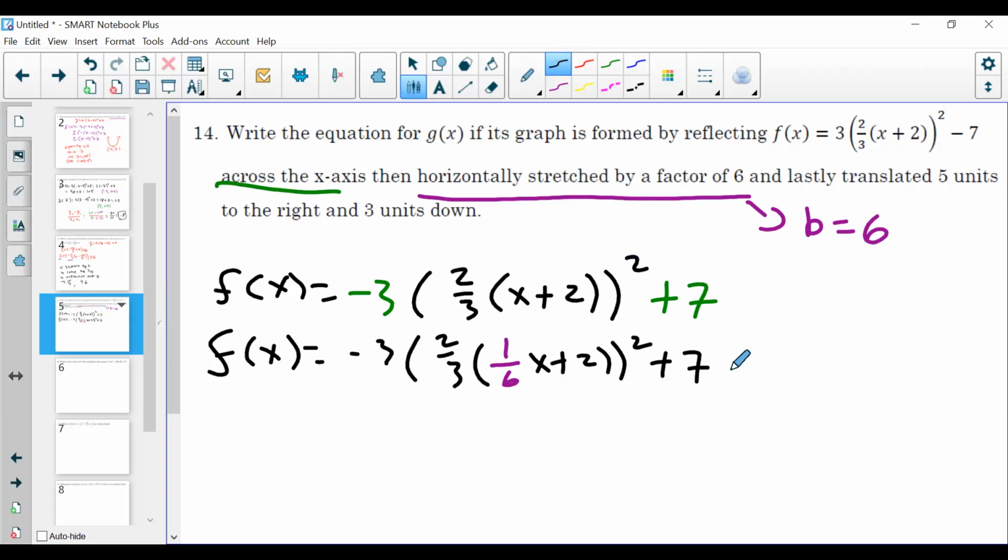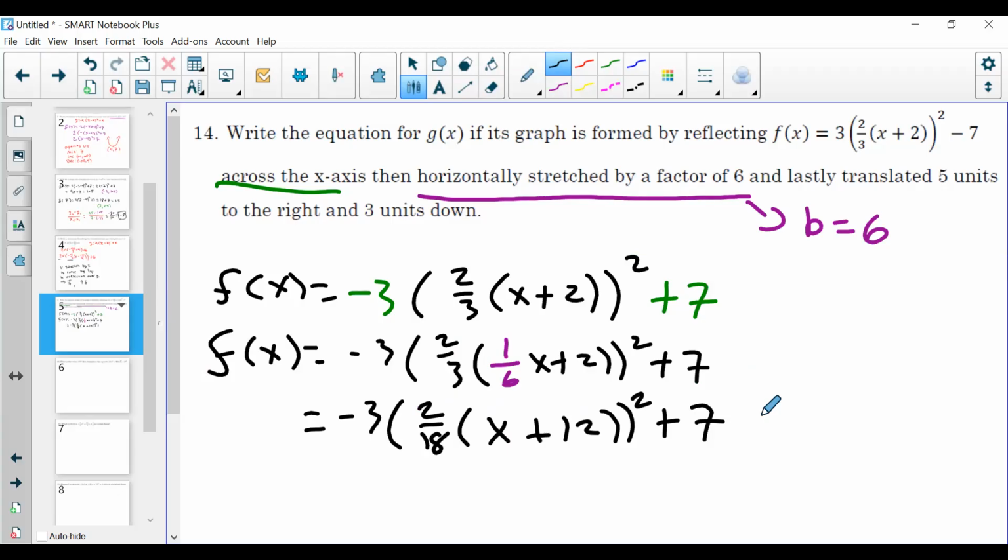Once I put that 1 over 6 with the x, then I'm going to factor it out. I know putting the 1 over b value with the x can seem like a lot of work, but I do it just so I make sure I don't make any little mistakes. So when I factor out that 1 over 6, I get 2 over 18. And when I factor 1 over 6 out of 2, you multiply 2 with its reciprocal. So 2 times 6 gives you 12. That also makes sense since I'm stretching it by a factor of 6. So my h value 2 ended up becoming an h value 12.